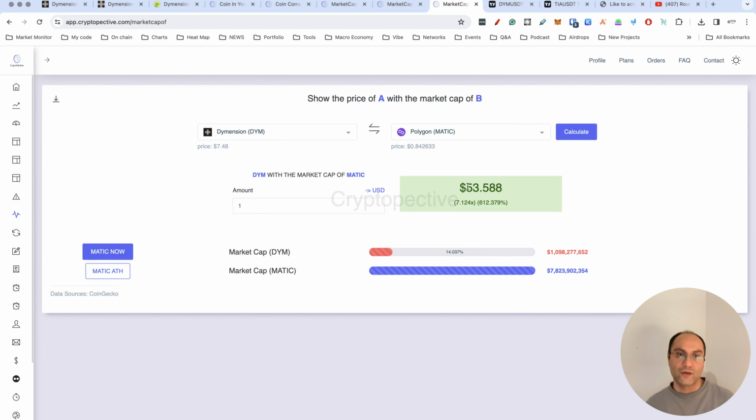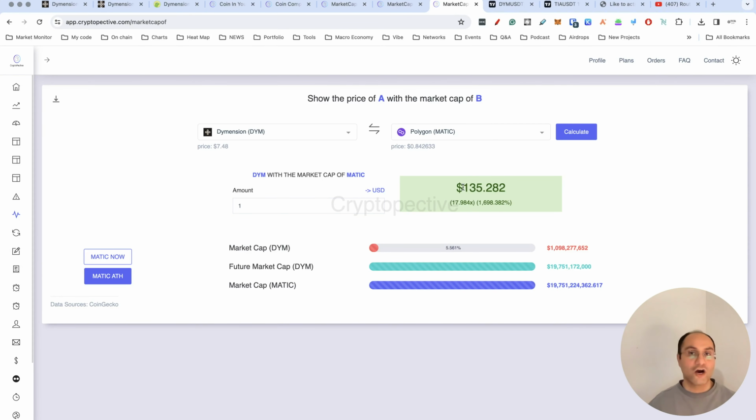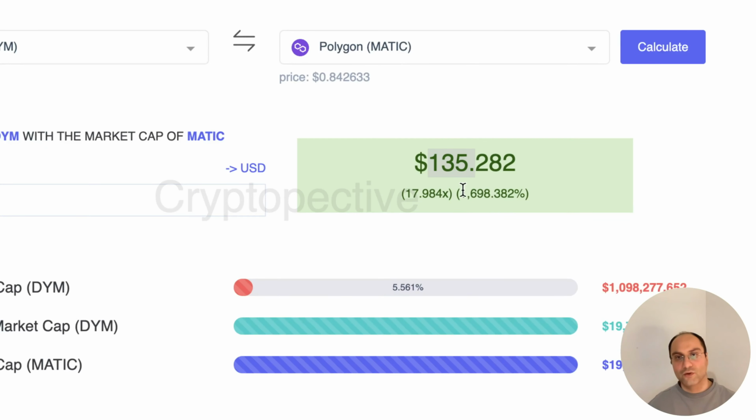We can see with the current market cap of Polygon, Dymension from $7.50 can reach $50.58, which is 612%. Then from here, we just have a 7x more. But if we want to compare Dymension with the last bull run all-time high for Polygon-Matic, we can see it can go as high as $135, which from here is almost 1,700%, almost 18x from this current price.